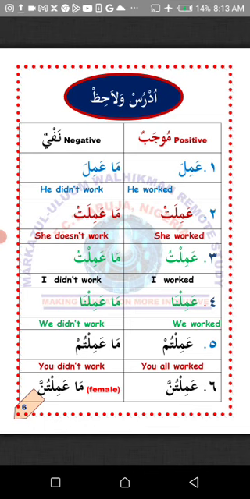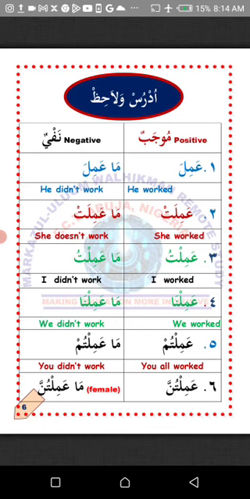Amila, he worked or he has worked. Ma amila, he didn't work or he has not worked. Ithnan number 2. Amilat, she worked or she has worked. Ma amilat, she didn't work or she has not worked. Thalatha number 3. Amiltu, I worked or I have worked. Ma amiltu, I didn't work or I have not worked.